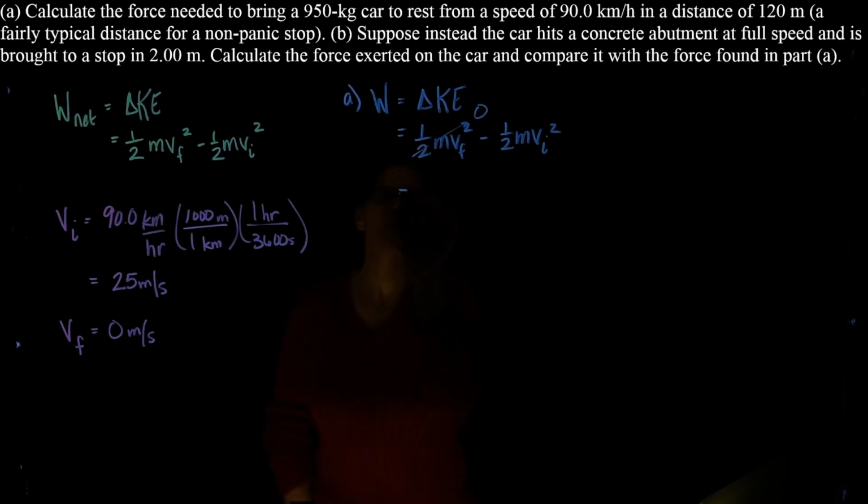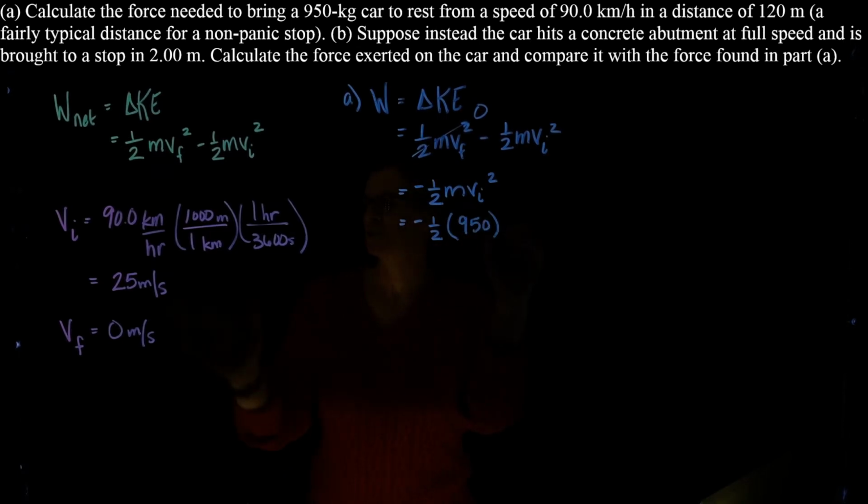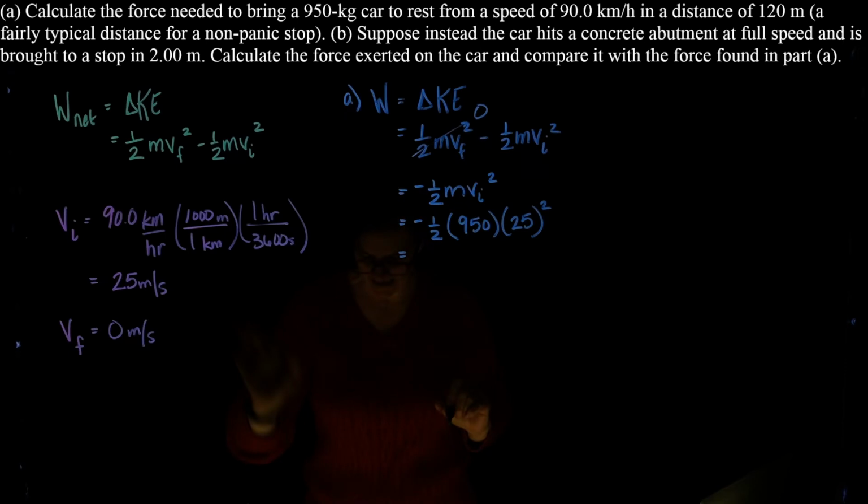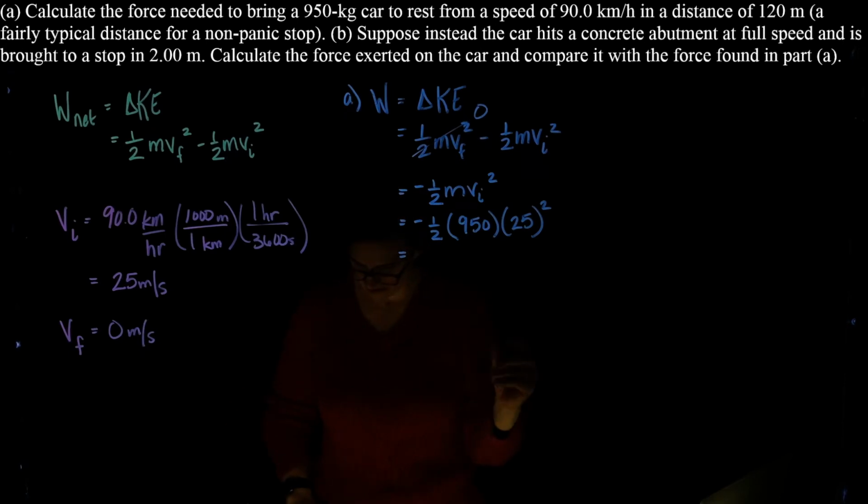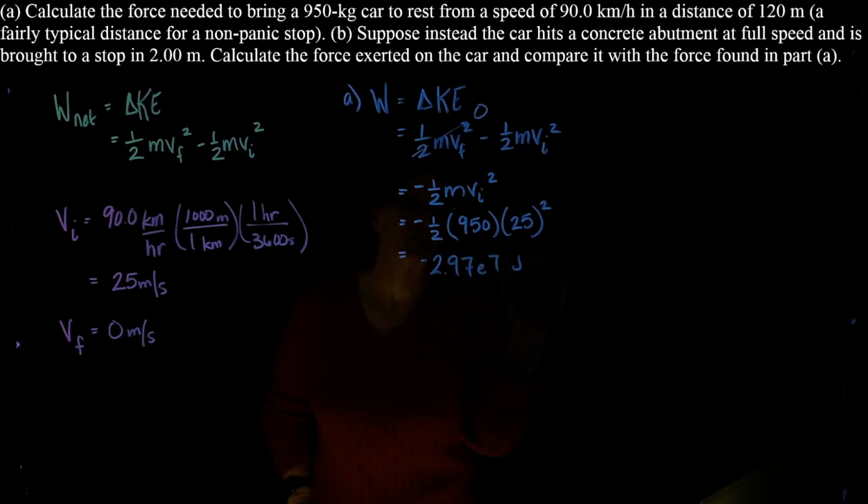We know that the final speed is 0, so that term is going to go away. And we find that the work is equal to minus 1/2 the mass times the initial speed squared. So minus 1/2 our mass of 950 times our initial speed of 25 squared. The work then acting on that car is minus 2.997 times 10 to the 7 joules.